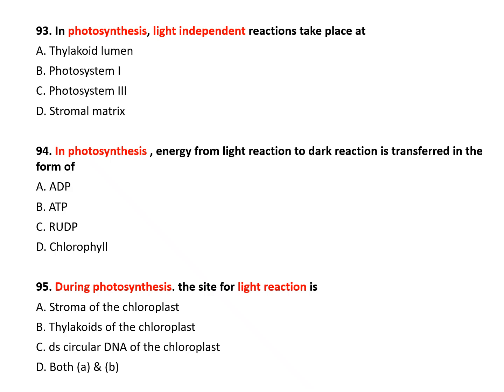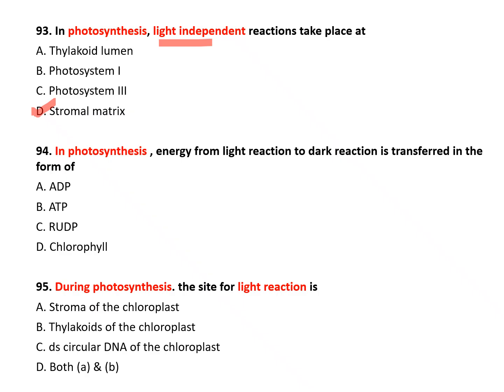The next question, number 93. In photosynthesis, the light independent reaction takes place at option A, thylakoid lumen, option B, photosystem 1, option C, photosystem 3, option D, stromal matrix. The correct answer is option D, stromal matrix. The light independent reaction means the dark reaction occurs in the stroma matrix, and the light reaction occurs in the grana.